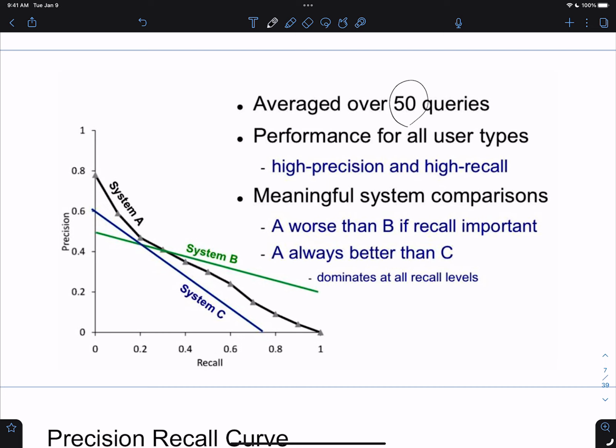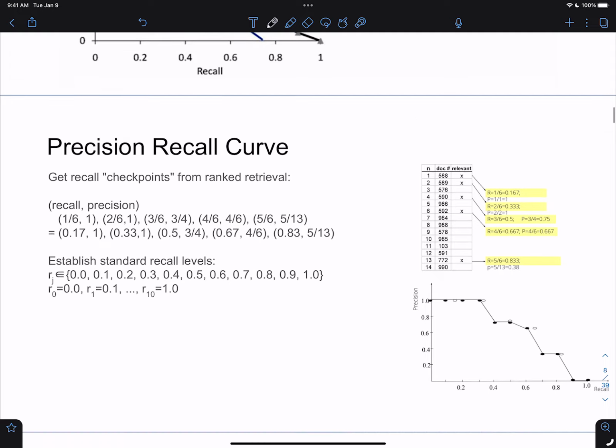Normally, you'd have thousands and thousands of queries, and depending on the different system you have, you can determine whether the performance yields high precision or high recall, depending on the user base. You can also make some meaningful system comparisons. In this instance, we can see that A is worse than B if recall is more important. But you can also see that A always performs better than C overall because it dominates on all recall levels. Just being able to average over different systems through this curve, you'll be able to gain a more insightful snapshot of how well these systems are performing.